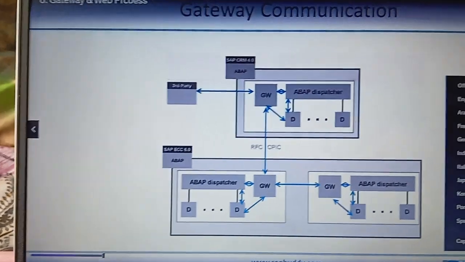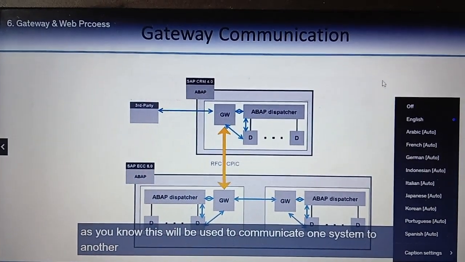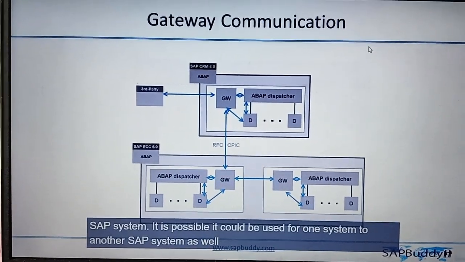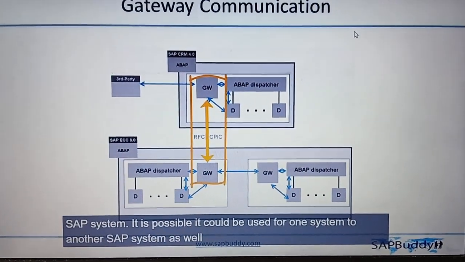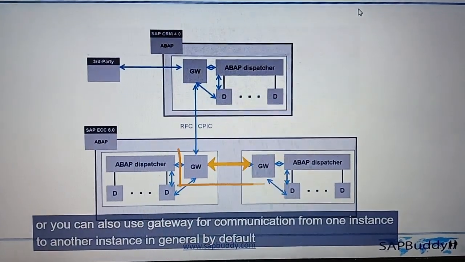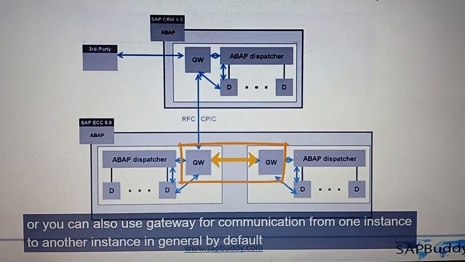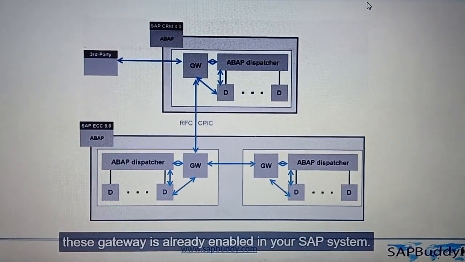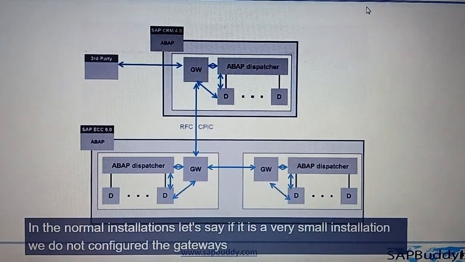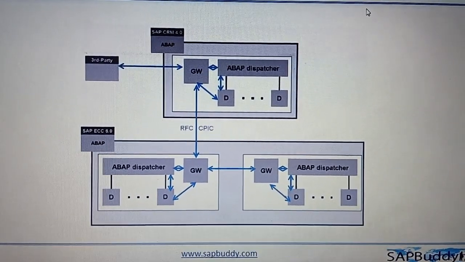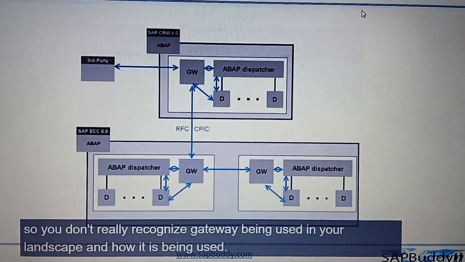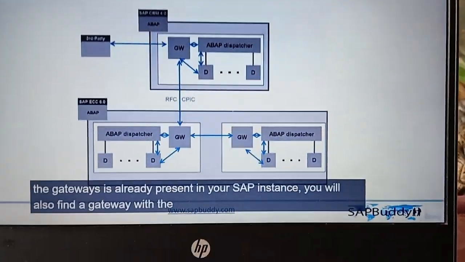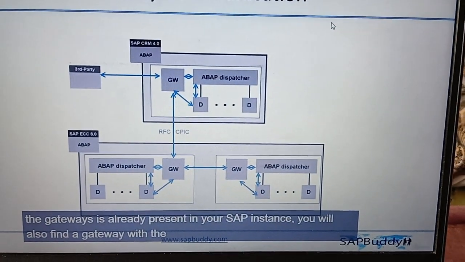Gateway, as you know, will be used to communicate from one SAP system to another SAP system. It could also be used for communication from one instance to another instance. In general, by default, this gateway is already enabled in your SAP system. In normal installations, if it is a very small installation, we don't configure the gateways, so you don't really recognize that this gateway is being used in your landscape and how it is being used. By default, the gateway is already present in your SAP instance.